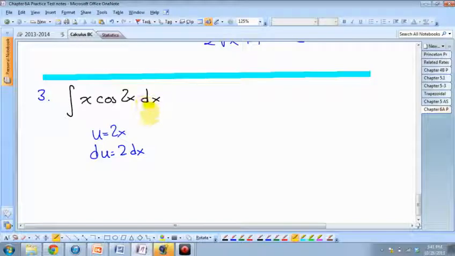Well, that's nice. I have a dx here, I got a dx there. But that doesn't get rid of this x. So this is actually the wrong way to go. The x won't cancel out. So that tells me that I've done the wrong thing. U-substitution won't work. So let's try ultraviolet voodoo now.